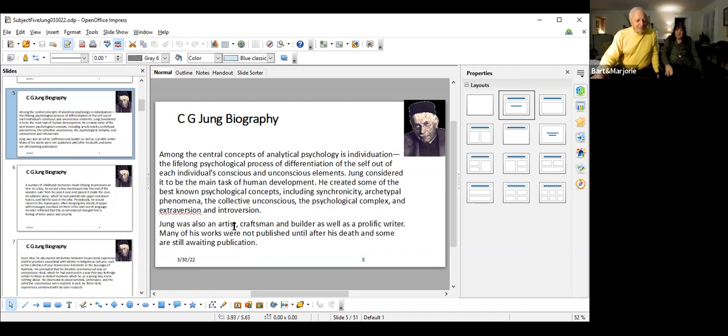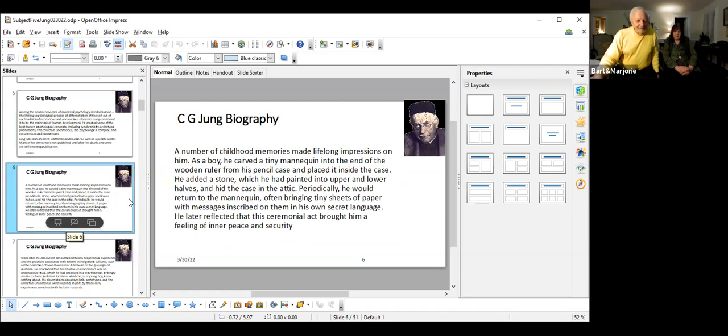By the way, Jung, we showed you some pictures out of his Red Book. He's an outstanding artist, but he was also a great craftsman. He built a lot of stuff with his own hands, and so it goes. One of the things that he built with his hands was a pencil case, and at the end of it there was a wooden ruler. Okay, so he actually carved a tiny mannequin into this thing, and he would periodically go back into his pencil case and look at it and bring little messages that were inscribed in his own secret language. As a kid, he had his own secret language, and this gave him inner peace and security. So that was the tip-off that he's not your normal kid.